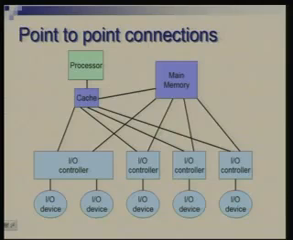This is one straightforward answer, that you have point to point connection. That is, if you want memory to talk to this device, establish a connection. If you want cache or processor to talk to this device, establish a connection. Also a connection between cache and main memory. So, whichever pairs of devices or subsystems need to talk to each other, there is a dedicated connection.